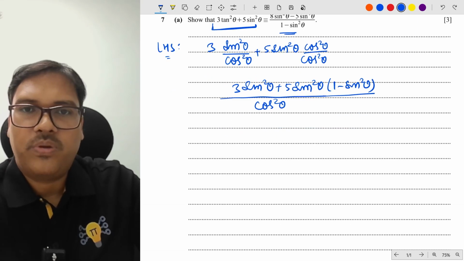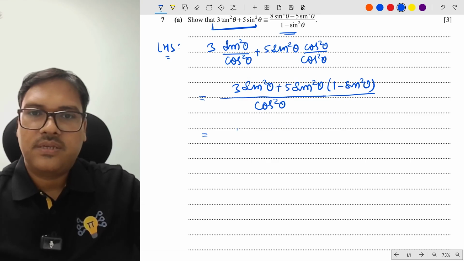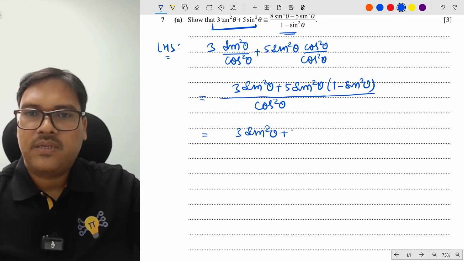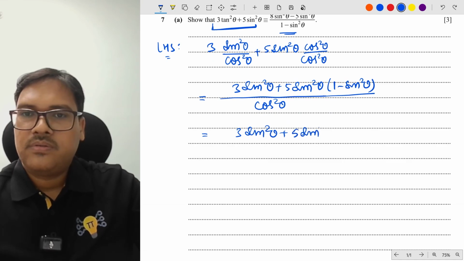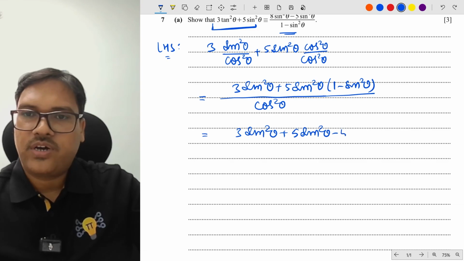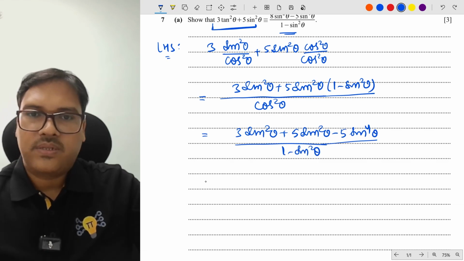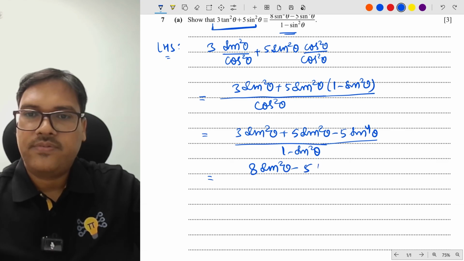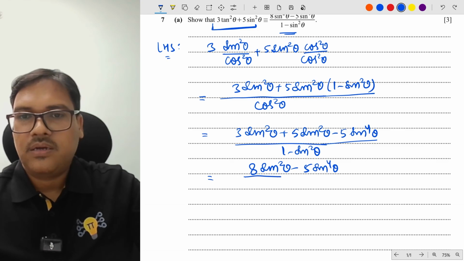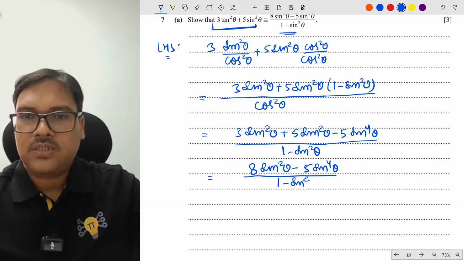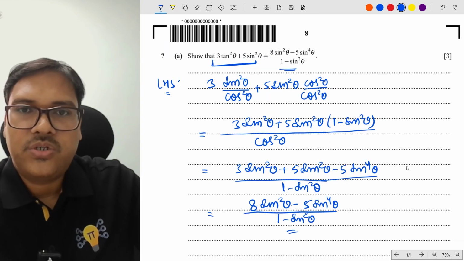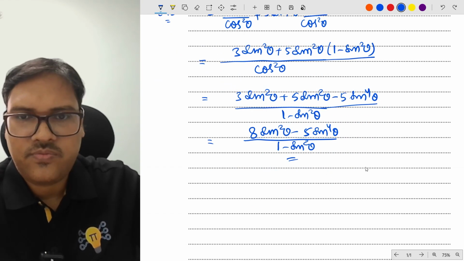Now if I just open up this bracket, you will see this is 3 sine squared theta, this is 5 sine squared theta, and if I open this, this is 5 sine to the power 4 theta upon, cos squared theta is 1 minus sine squared theta. So now this will become 3 sine squared theta plus 5 sine squared theta, 8 sine squared theta, minus 5 sine to the power 4 theta upon 1 minus sine squared theta. So this is the first part which you need to show. I hope this is clear. This is an easy question.